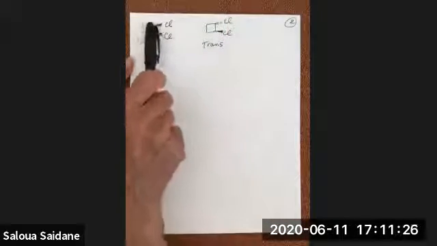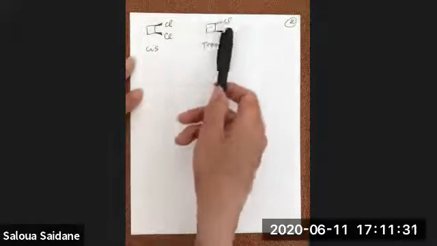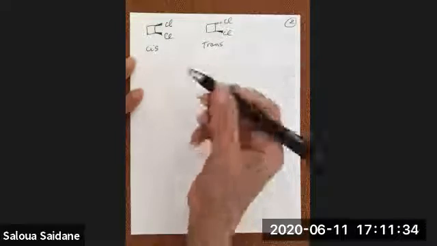So here's the plane, the 4-atom ring. These two chlorines are on the same side, so that's cis. These two are on opposite sides of the plane, so that's trans.